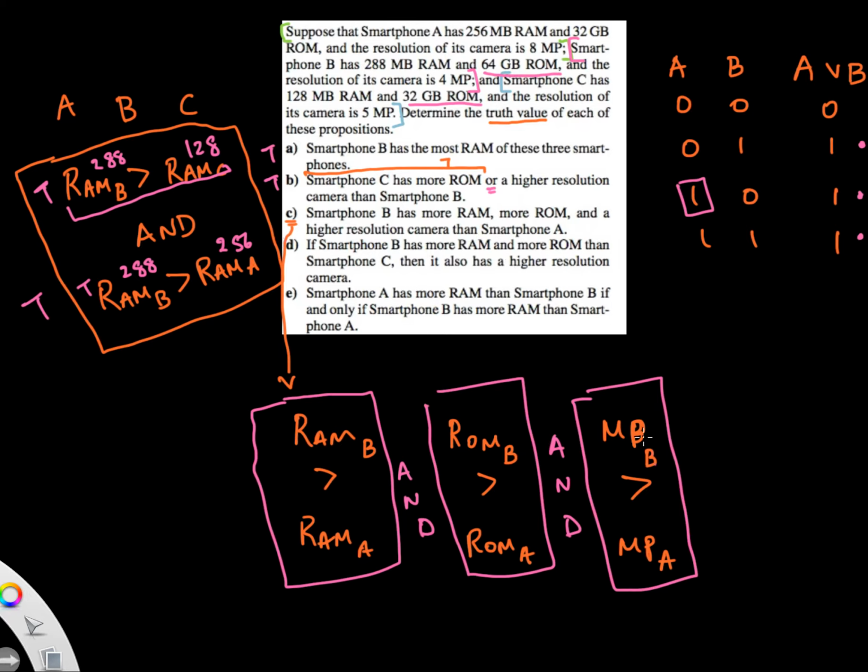Let's look at the megapixels. What's the megapixel for camera B? Smartphone B has a resolution of 4 megapixels and A has 8 megapixels, which means that this box over here becomes false. And because it becomes false, when you apply the AND with a false, the resultant is also going to become false.